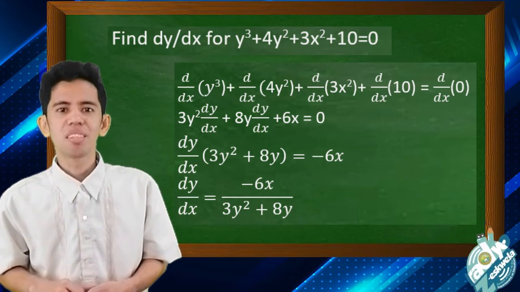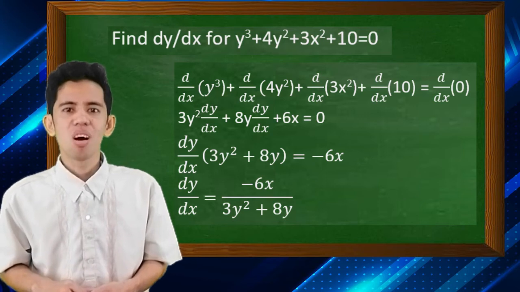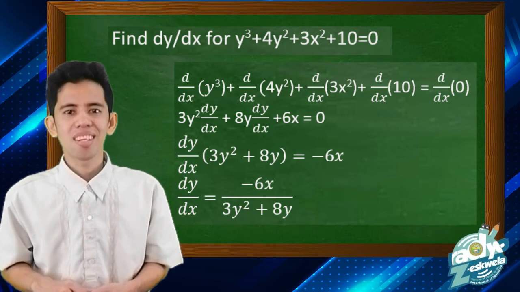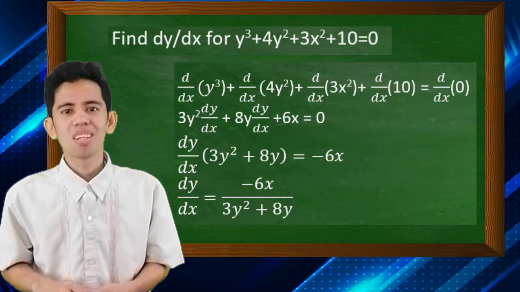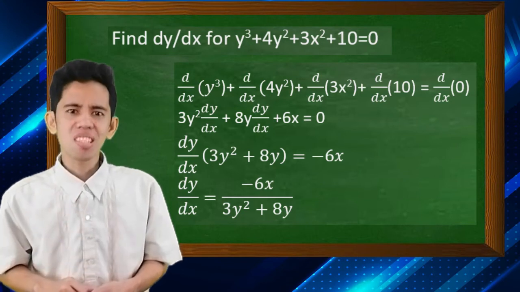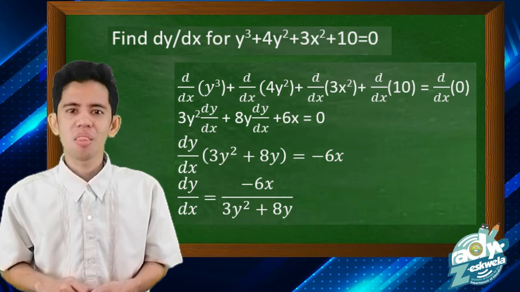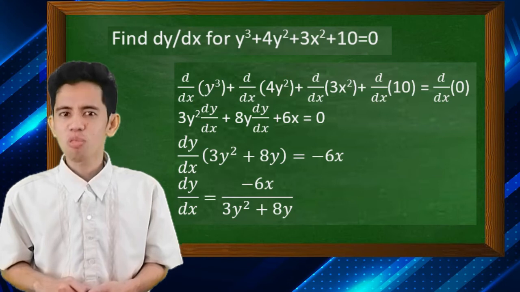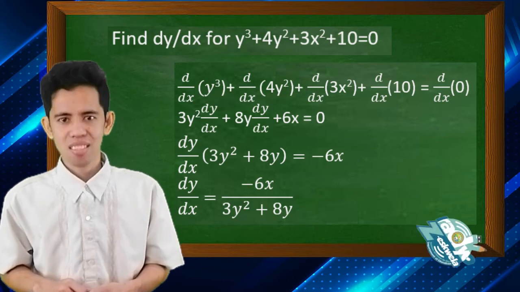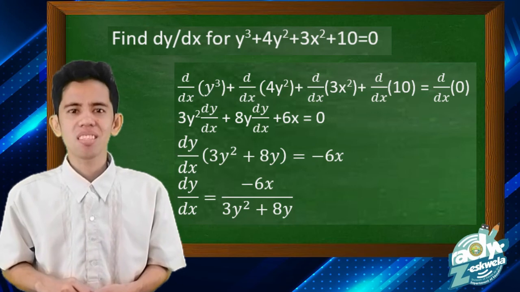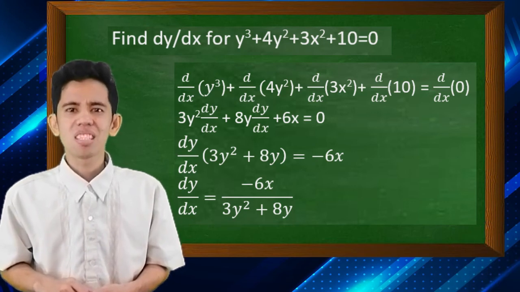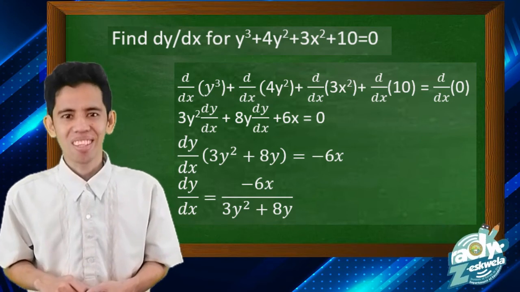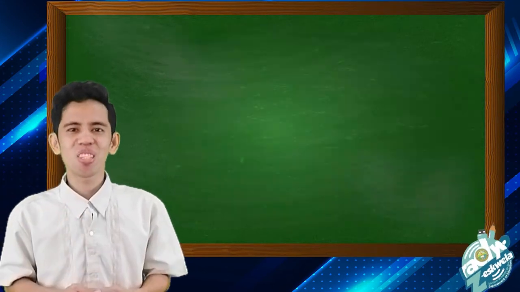We have dy over dx times quantity 3y squared plus 8y plus 6x is equal to 0. Transpose 6x to the other side of the equation. Divide both sides by 3y squared plus 8y. Then dy over dx is equal to negative 6x all over 3y squared plus 8y. Very good. Now, it's your turn.